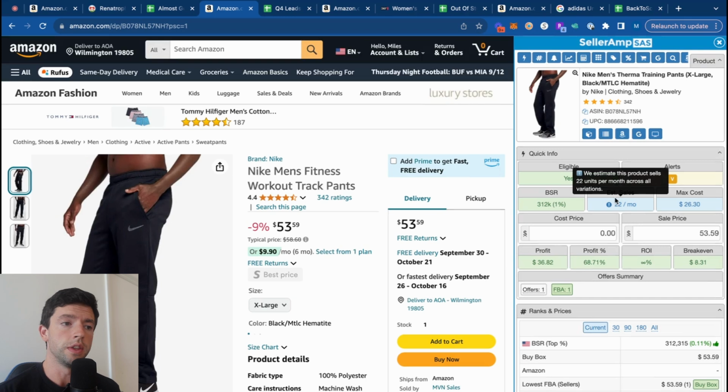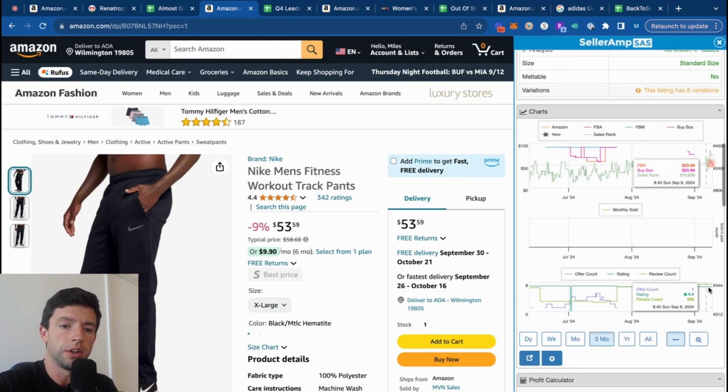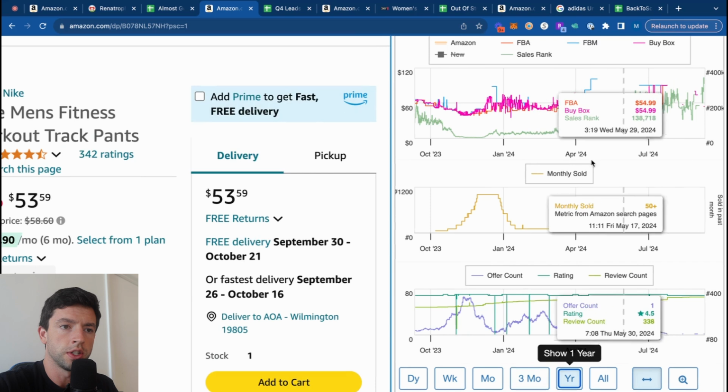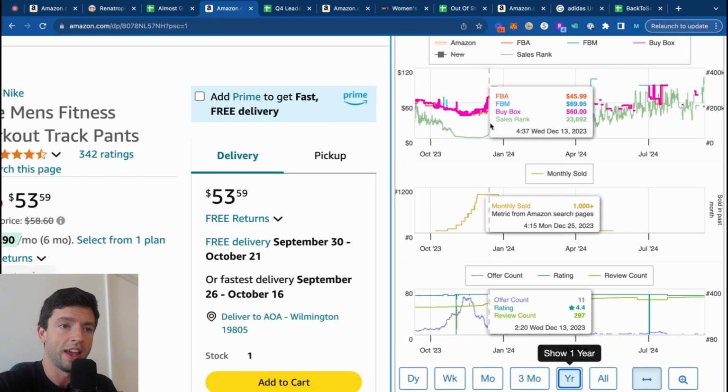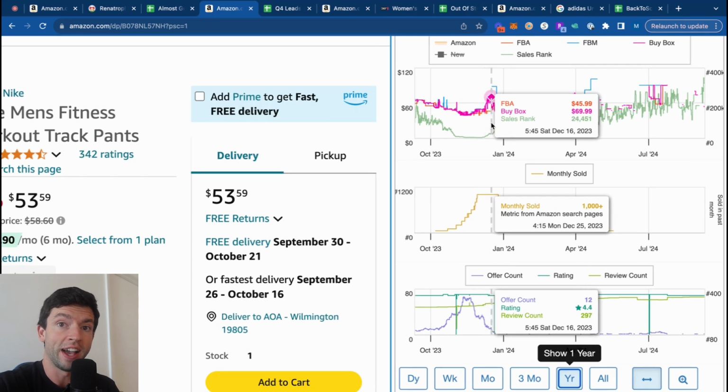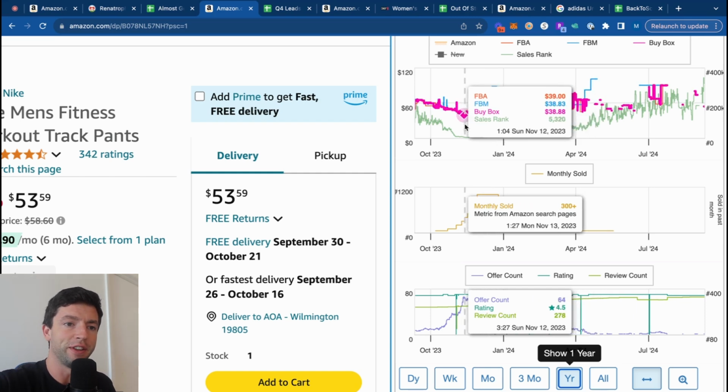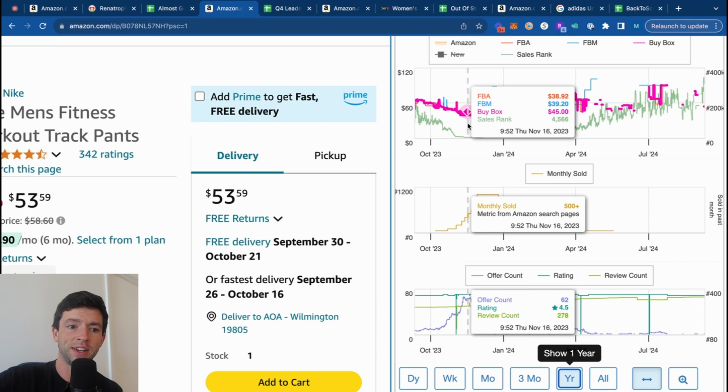We can see this is a pair of sweatpants. It's obviously the summer, so it makes sense that demand would be lower now than it is going to be during the winter. However, if we take a look down here at the chart and go to the year long, we can see that during November, this item had 62 sellers and was around 45 bucks. Then during December, the offer count, aka competition, went all the way down to 12 and the price went up to 70 bucks. So it went from like 45 all the way up to 70 in just a month-long period. The competition plummeted.